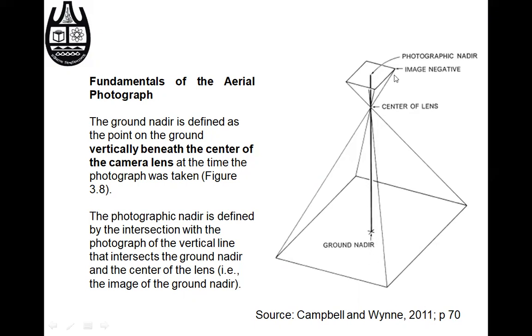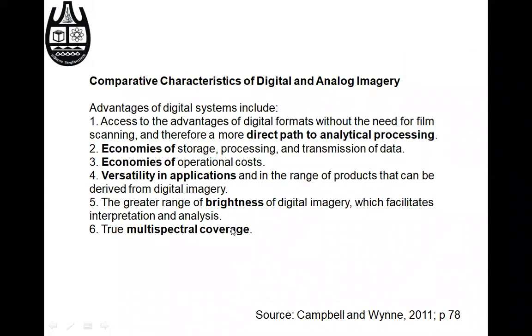And similarly, the photographic nadir also touches the vertical line from the lenses to the photographic plate. That means on your image negative, the light touches vertically there. That is your photographic nadir. Is it okay now? Yes, sir.